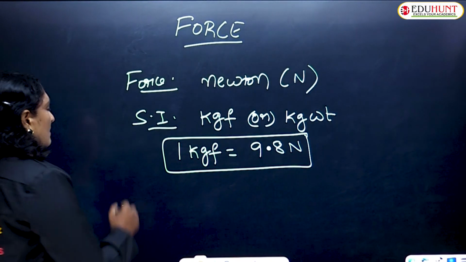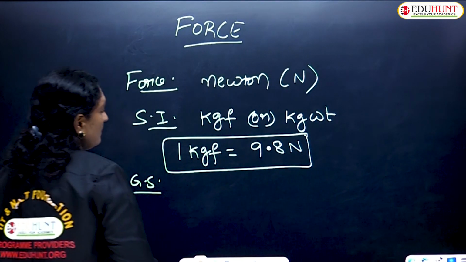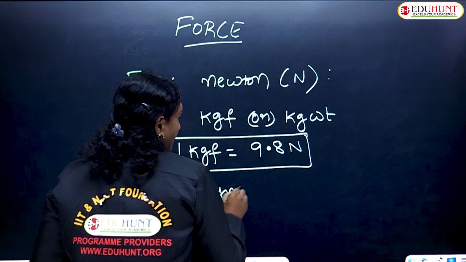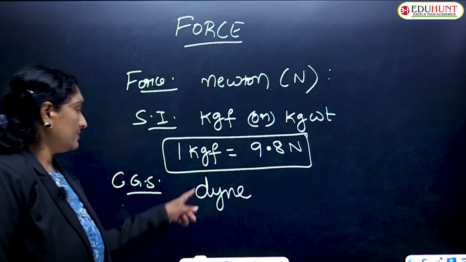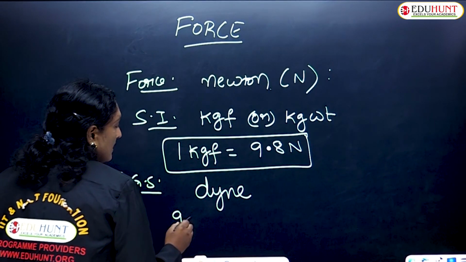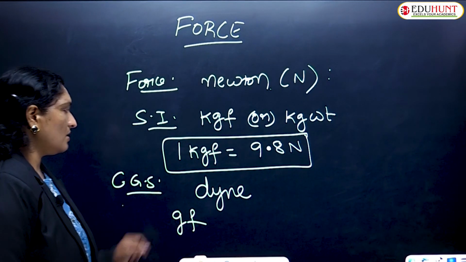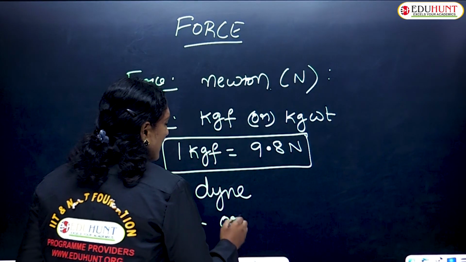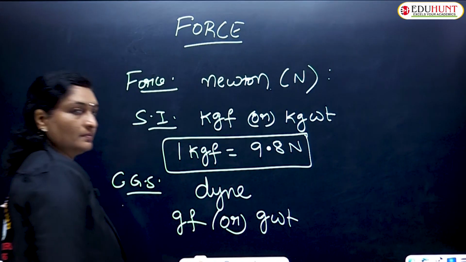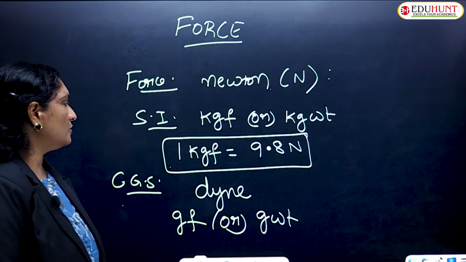If you would like to talk about the CGS unit of force, then instead of Newton, we will indicate it with dynes. This one is in Newton and this is in dynes. Instead of kg force, we will write gram force. So kg force or gram force. It can also be written as, instead of kg weight, gram weight. Okay children, so 1 kg force is equal to 9.8 Newton.